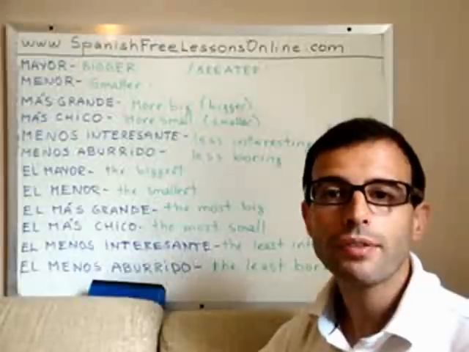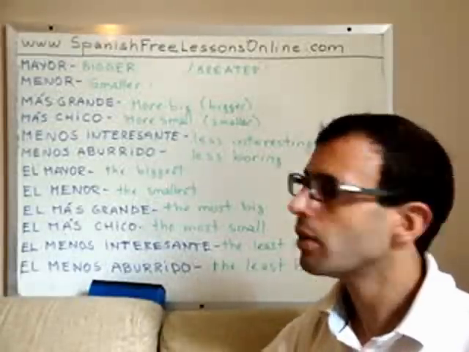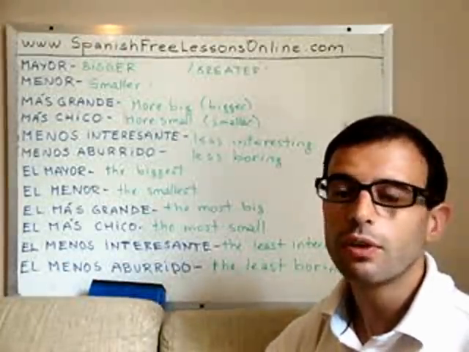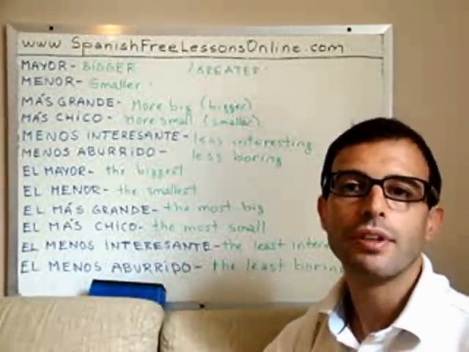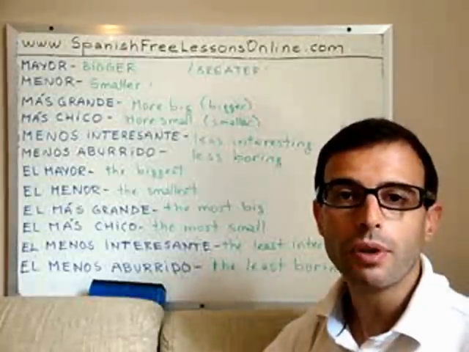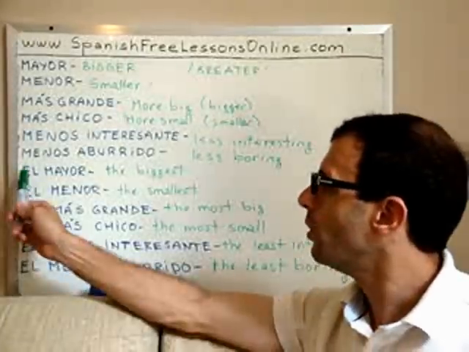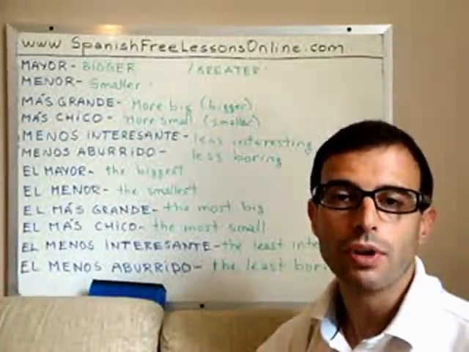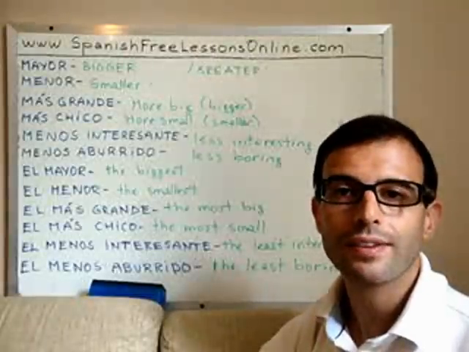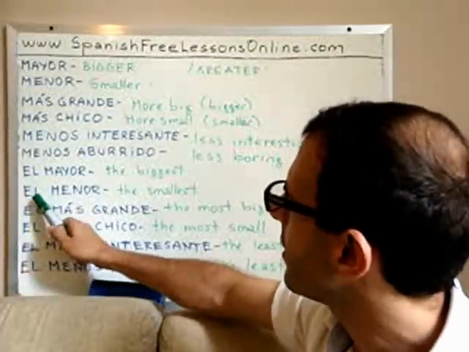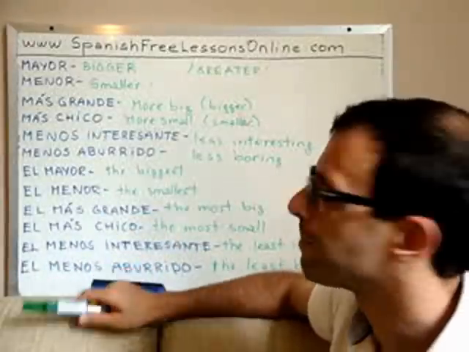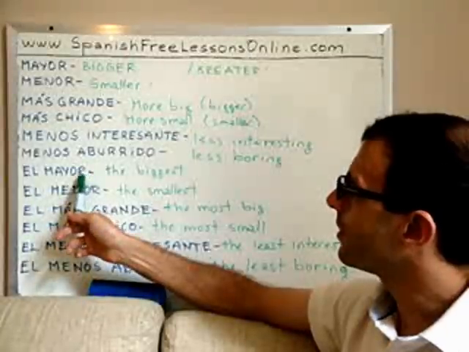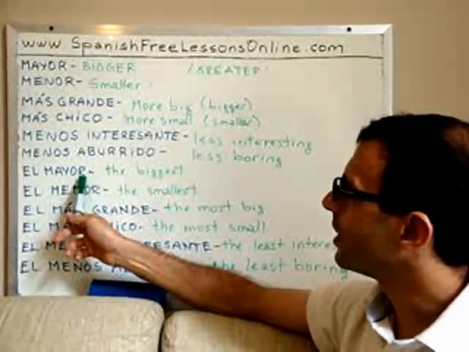if it is a masculine object in the singular, we use el. If it is a feminine object in the singular, we will use la. If it is a masculine in the plural, we will use los. We would say los mayores. If it is a feminine object or noun in the plural, we would say las. We would say las menores. Okay?